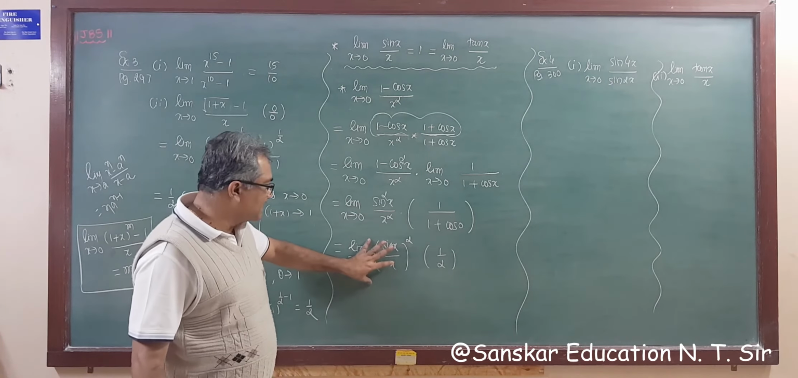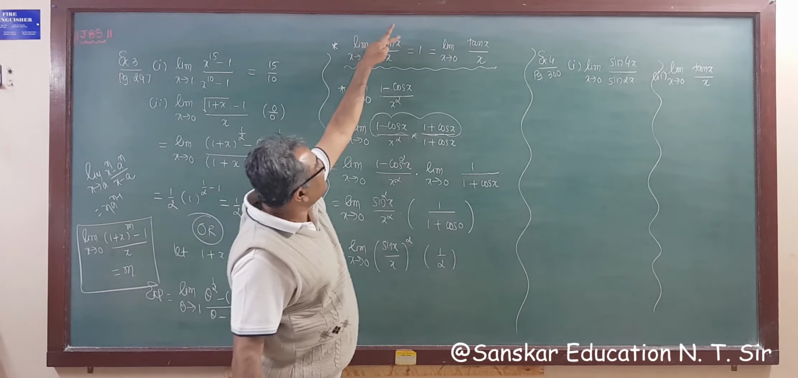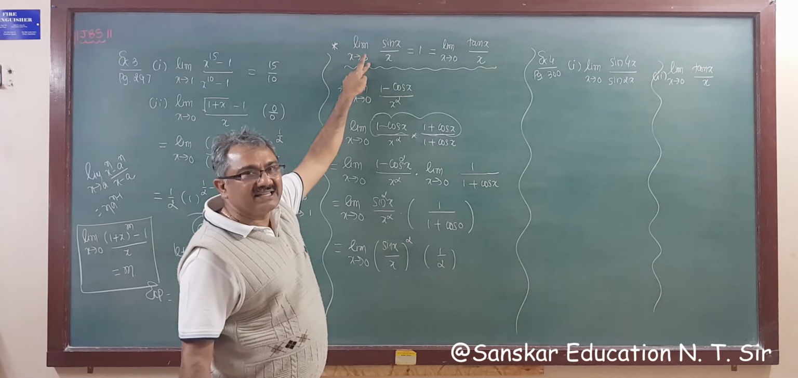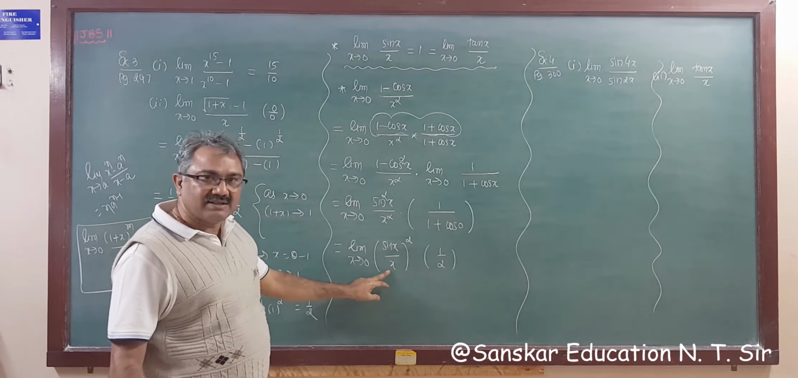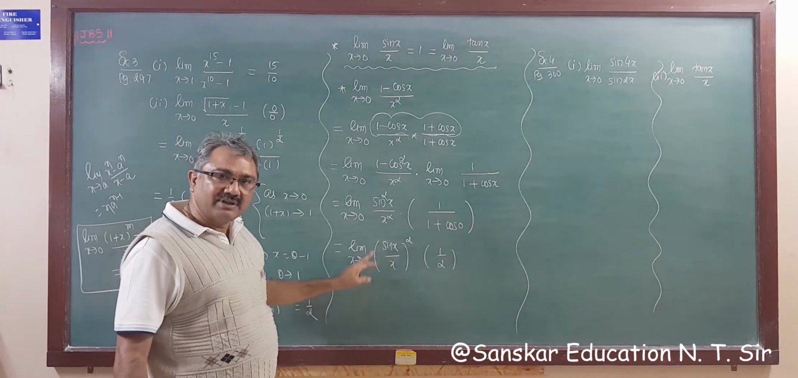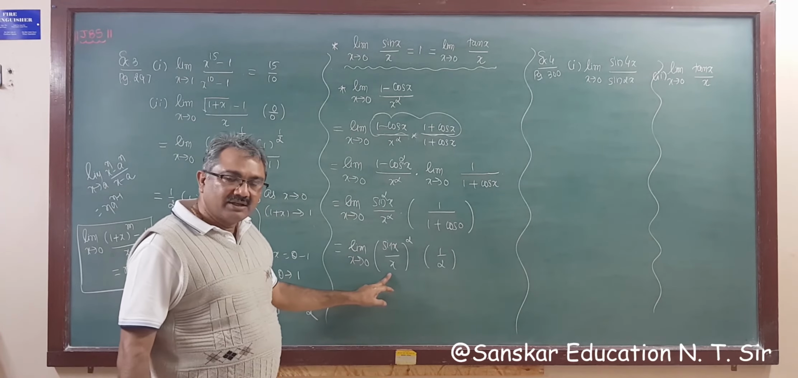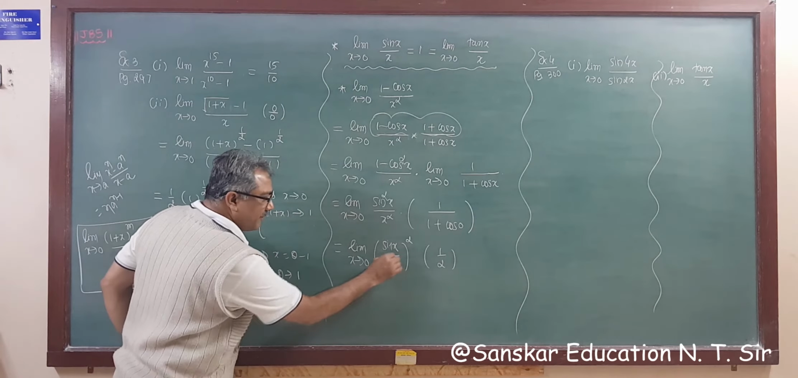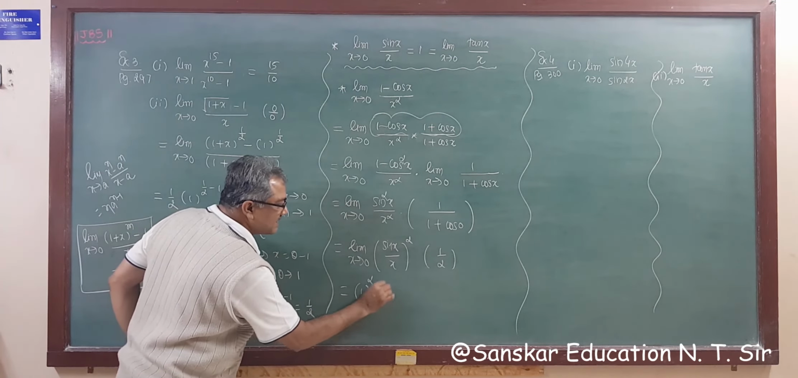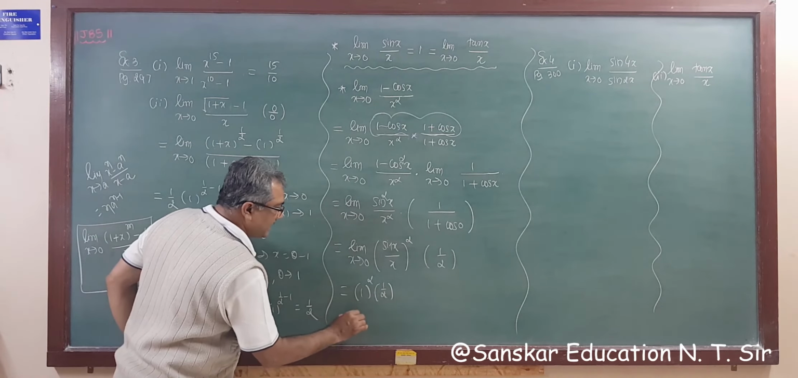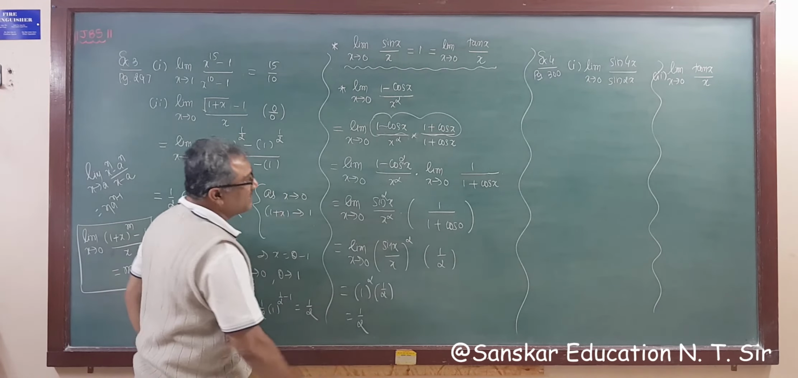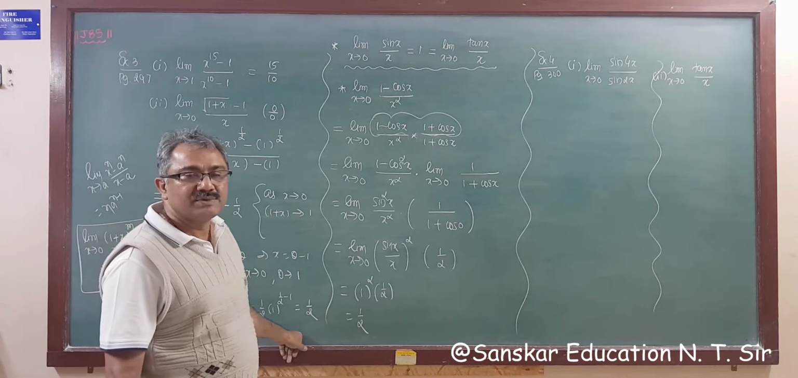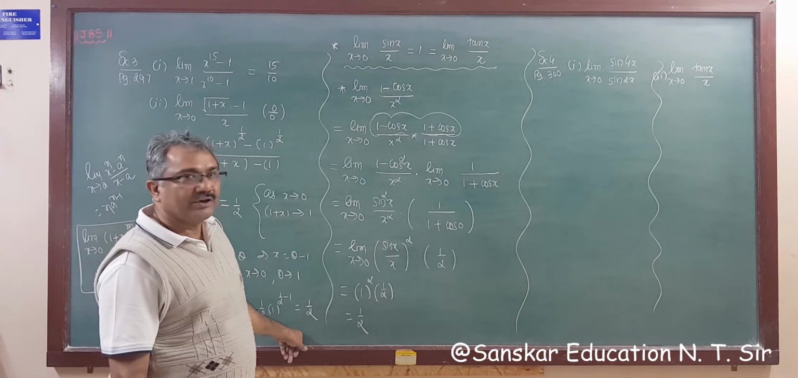Now this is sin x upon x. If x tends to 0, the answer is 1. Sin theta upon theta, right? The angle should be the same. So the answer is 1, but it is 1 square, and this is 1 upon 2. So now see, as I told you, the answer of this is always 1 upon 2.